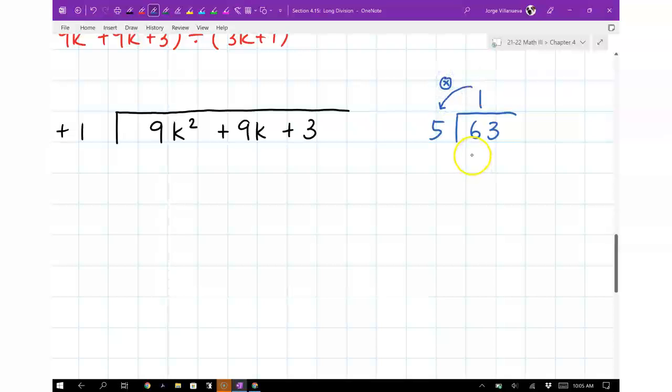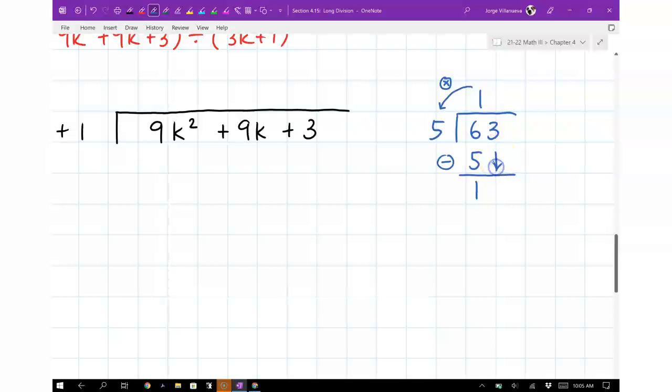1 times 5 is 5. So you would put that down there. Right? You would multiply and place it. What would you do with those two numbers? You would subtract. Okay, so remember, we subtract. And I got a 1. What would you do next? You would drop your 3.